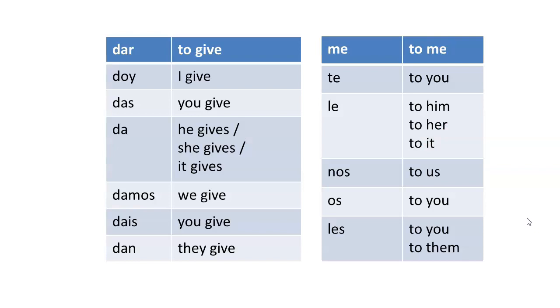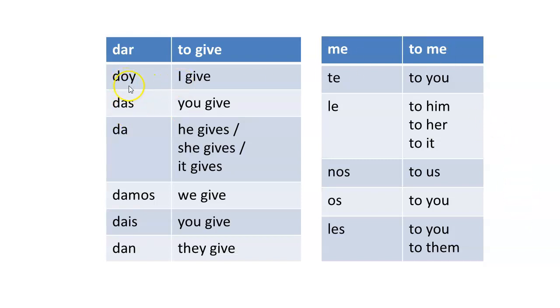Okay, so now the Spanish part. First, for the examples, you have to know how to conjugate the verb to give. And in this case, we're going to use it in the present tense. So we have the verb in the present tense or the present indicative. And these are the forms that you have to know.